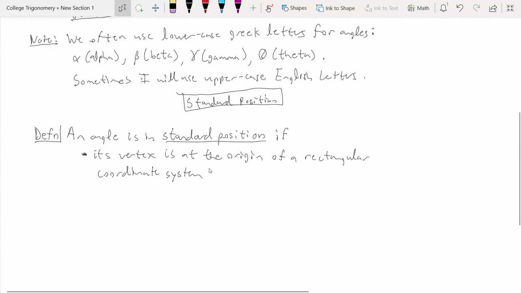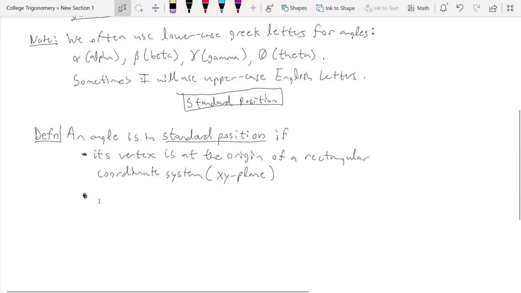And what do they mean by rectangular coordinate system? Well, they just mean the XY plane. I don't know why they didn't just say that, right? And what do they mean by origin? Well, the origin is just the point 0, 0, right? It's where your two axes cross. So the vertex of your angle has to be there, at that center of the XY plane. So that's one condition.